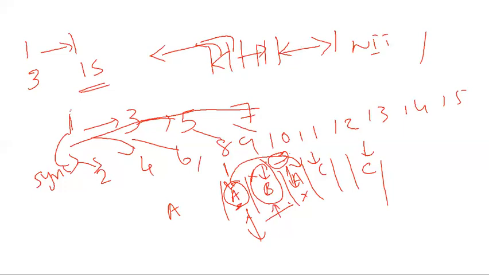So now I will clear this. Okay, so how does every ECU get this global time sense?